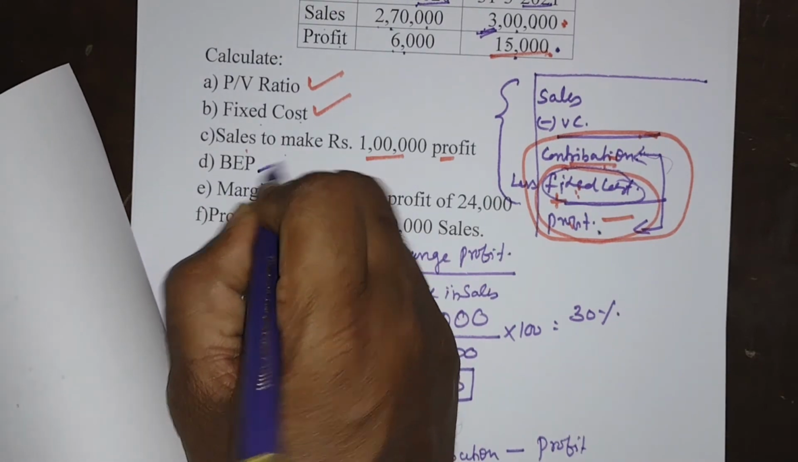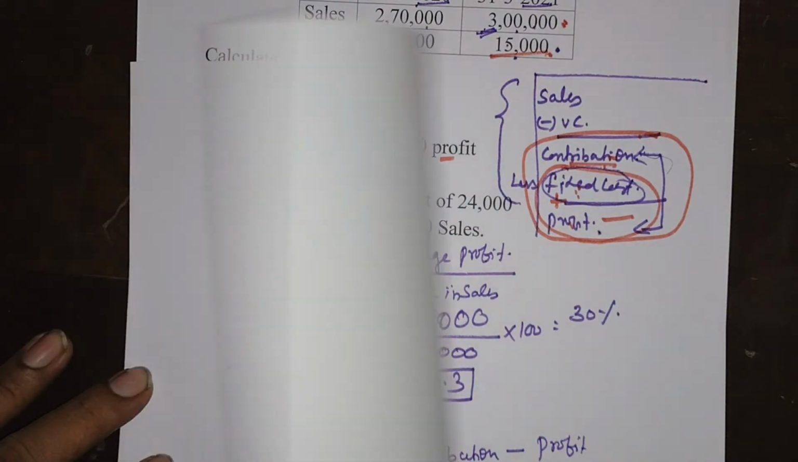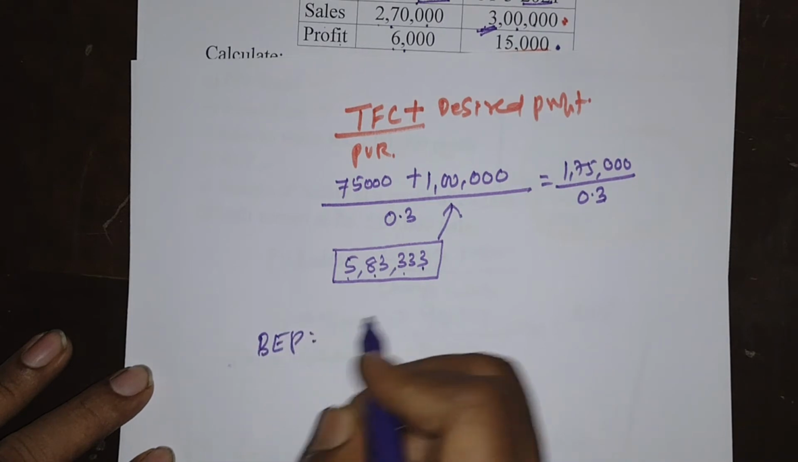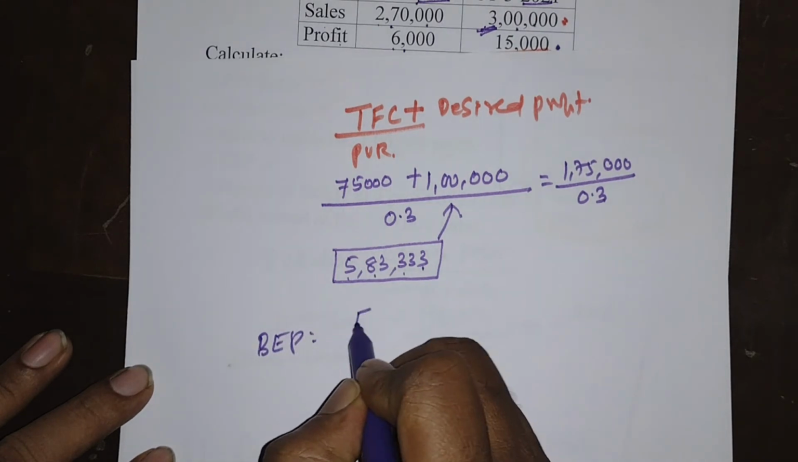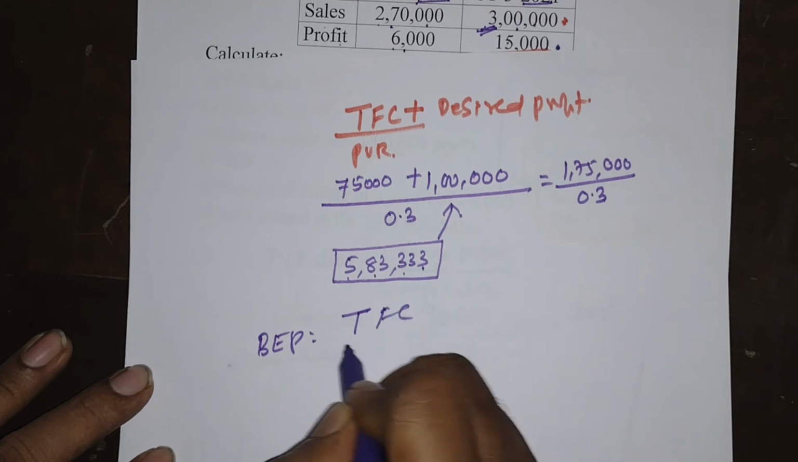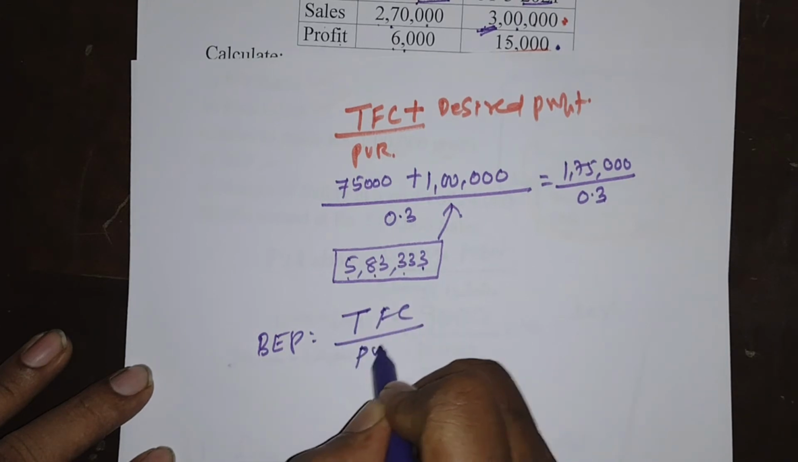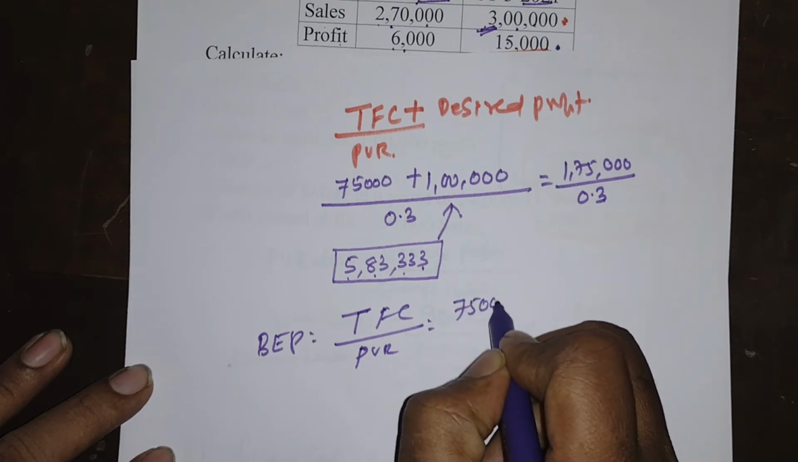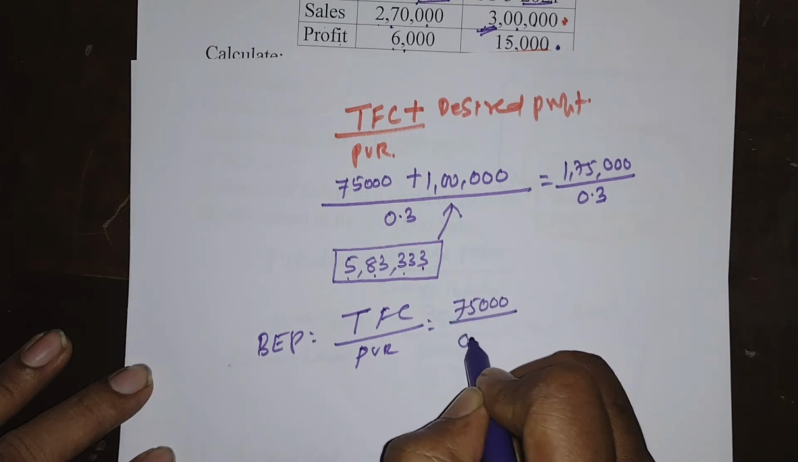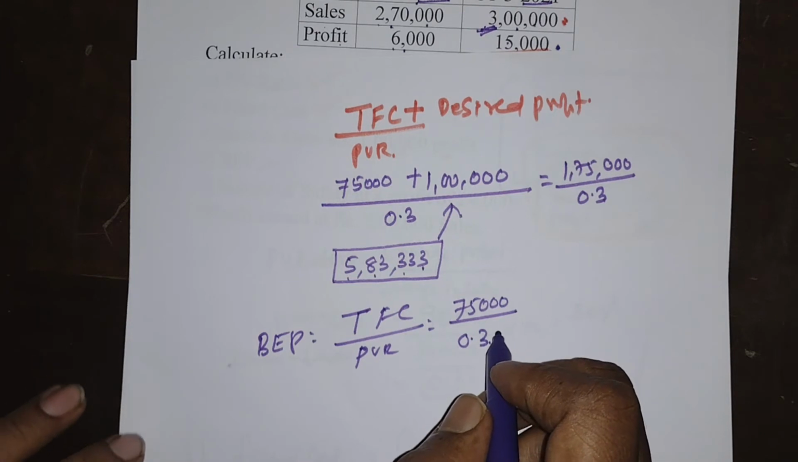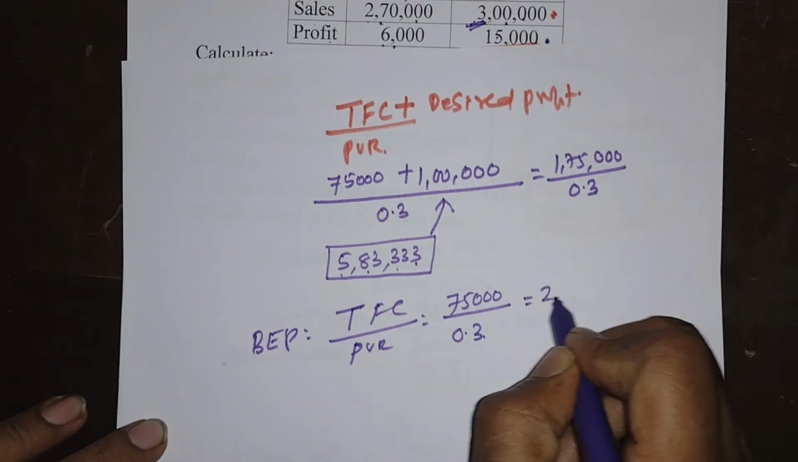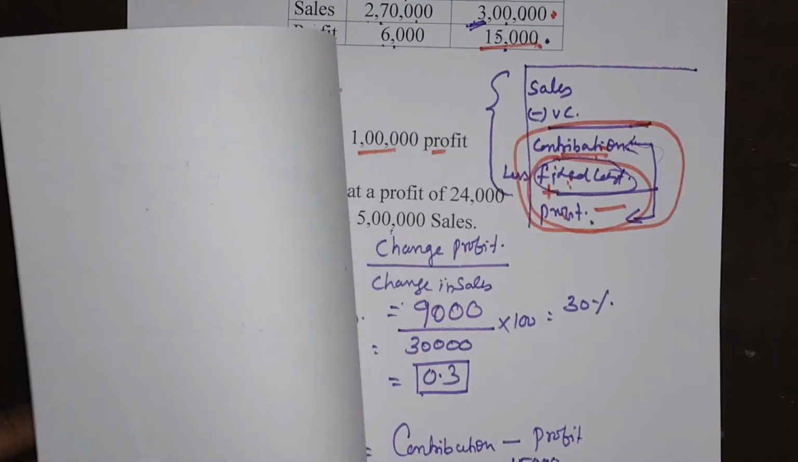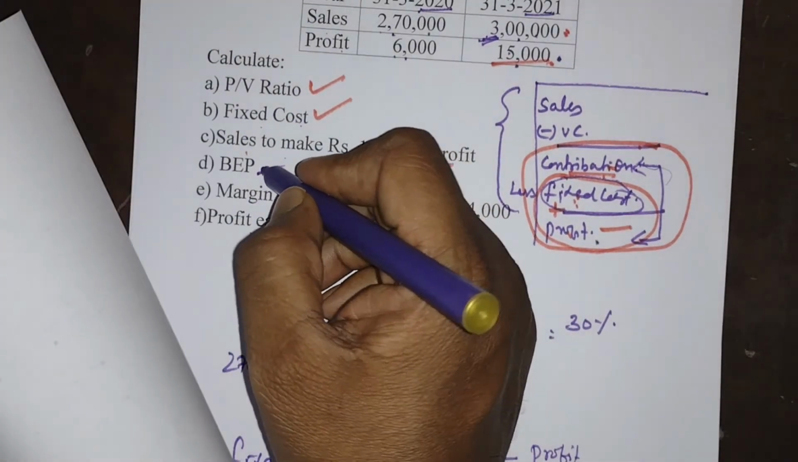Fourth one, they are asking us to calculate the BEP. The BEP formula in terms of rupees is total fixed cost divided by PV ratio. Total fixed cost is 75,000 divided by 0.3. You get an amount of 2,50,000. So the fourth one is over.